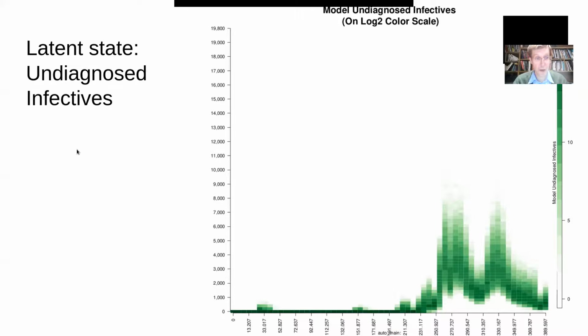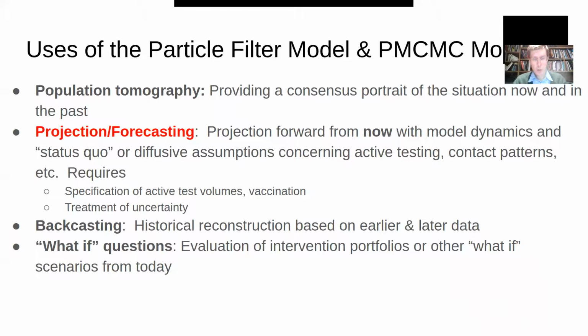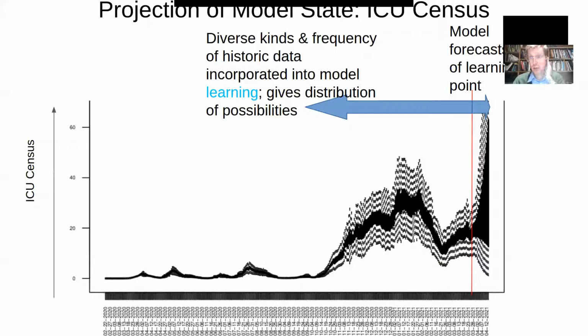So, for example, the number of undiagnosed infectives, the effective reproductive number, taking into account both cases that are observed and number of infections that are likely not observed. We can also critically project forward, and this is of key interest to a lot of our partners. For example, health system quantities like ICU census. We represent explicitly the ICU and its census at a given time, its number of people in it. We represent the non-ICU number of people in the hospital, and we can project those things forward after the time where we've estimated things to the current state.